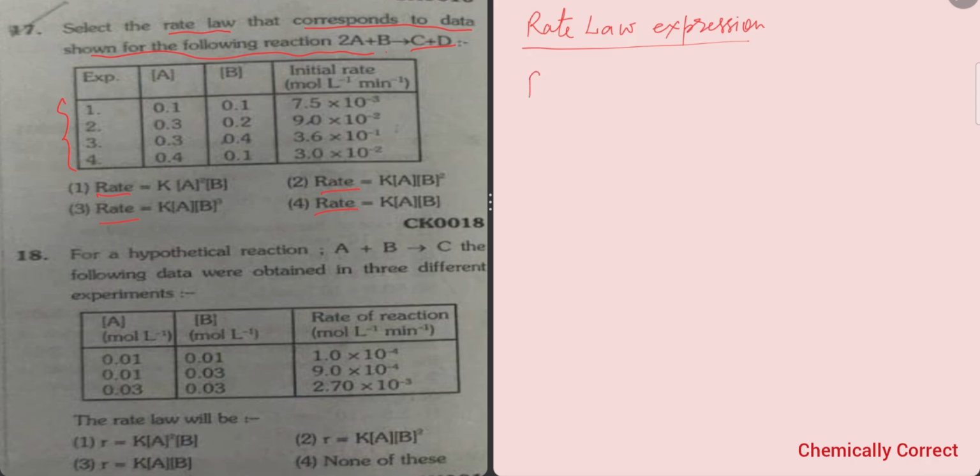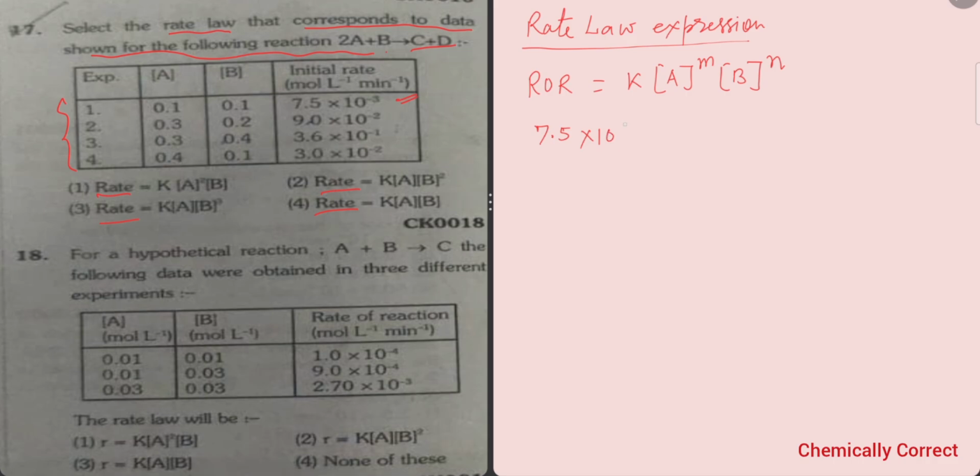What does the rate law expression tell us? It tells us the rate of reaction is k into the concentration of A raised to the power m and the concentration of B raised to the power n. In this question, we have to find four different equations for the given data.